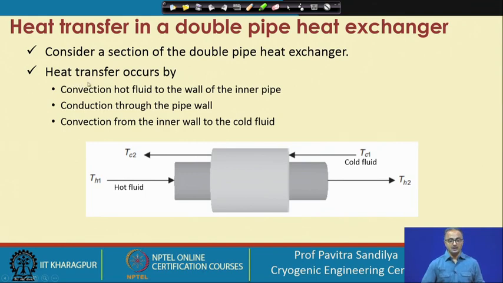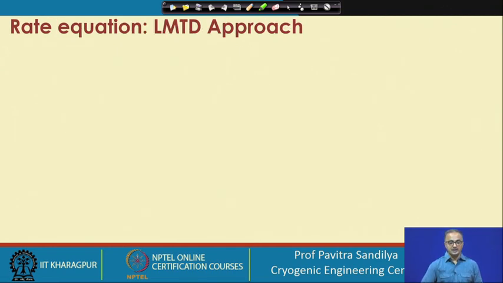Now the heat transfer occurs between the two fluids by these three methods. One is convection in the hot fluid to the wall of the inner pipe. This is the inner pipe. So what happens? The hot fluid is giving out the heat to the inner pipe, and then within this pipe wall there is conduction, and after this from the wall of the inner pipe it is going to the cold fluid by convection. That means we are having a combined convection conduction effect to determine the overall heat transfer rate.